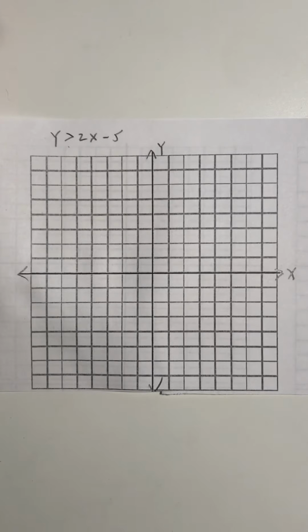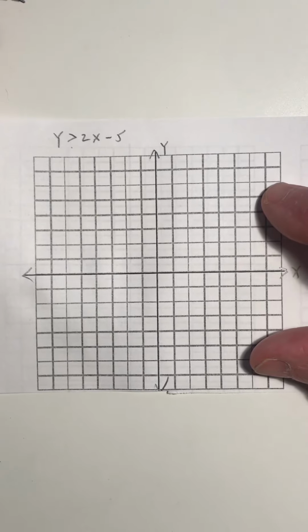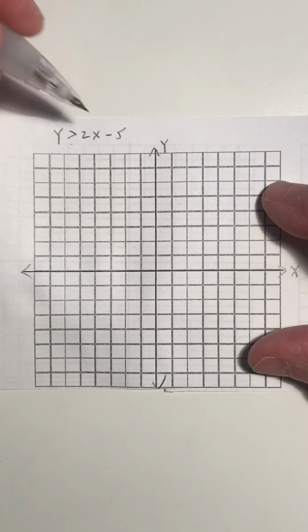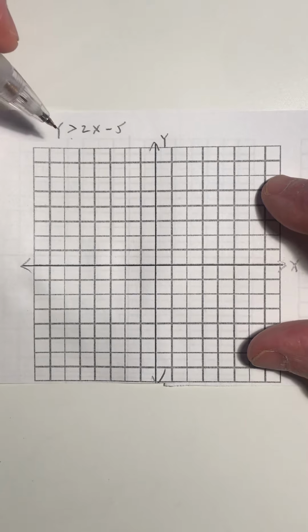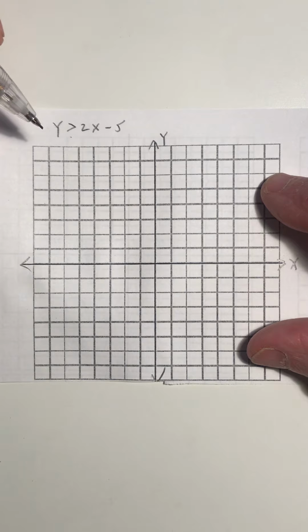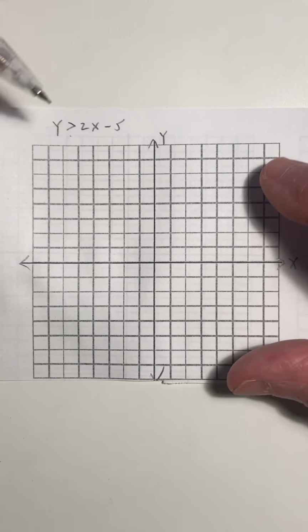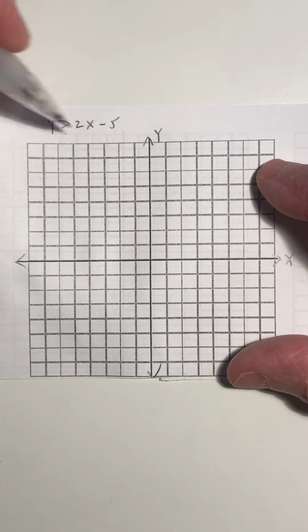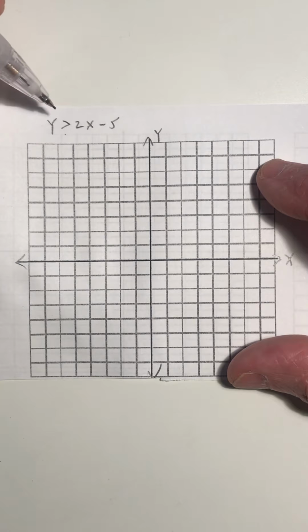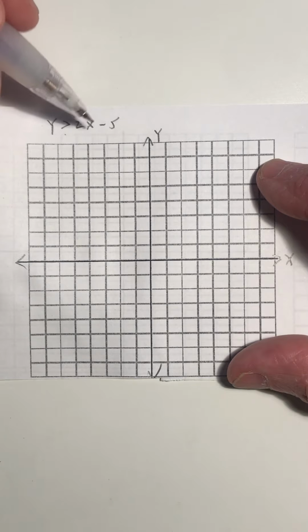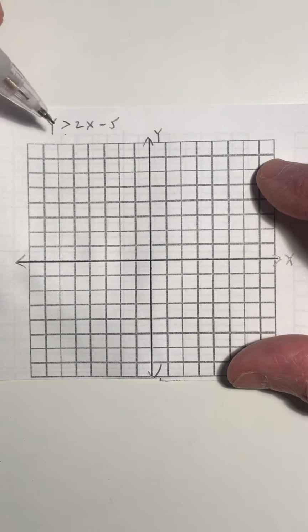Hi, this is some video help for lesson number 46, Tuesday of this week, and we're graphing inequalities, which means we're going to get a graph that is not just a line necessarily, but also a shaded area. When it's in the slope-intercept form, when it says y greater than something times x plus or minus something, we start by drawing the graph of the line that we would have if this was an equal sign.